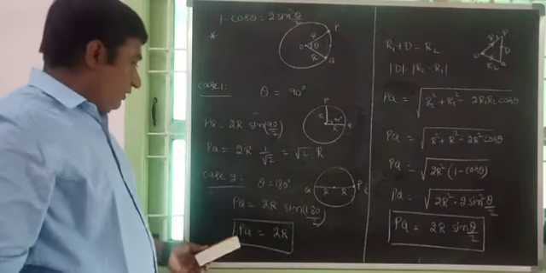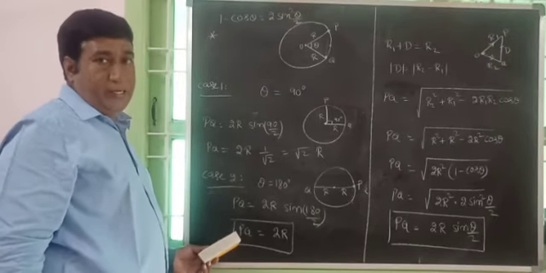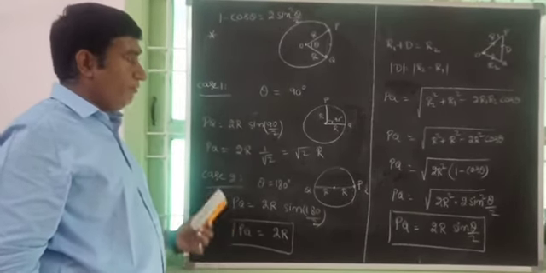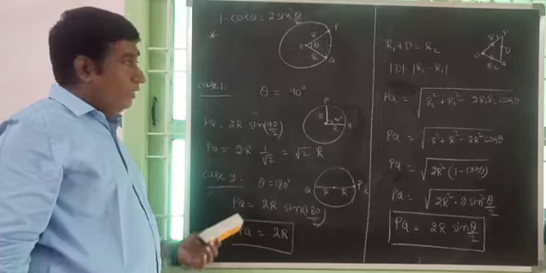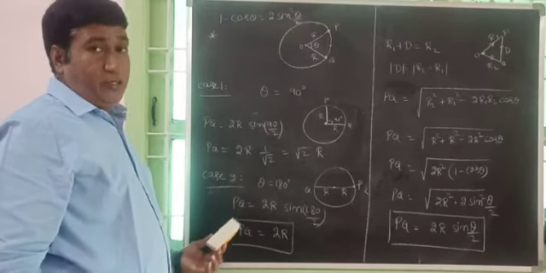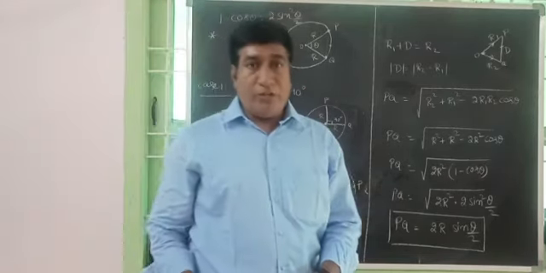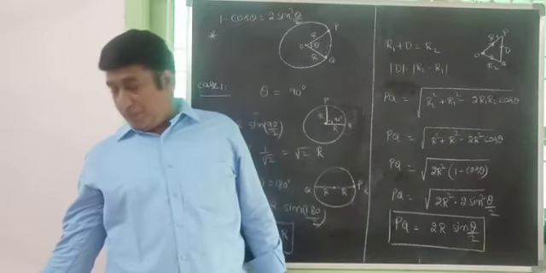In this way we can find it for any angle, like theta equal to 30, 45, 90, 120, and so on. These are some examples regarding distance and displacement.